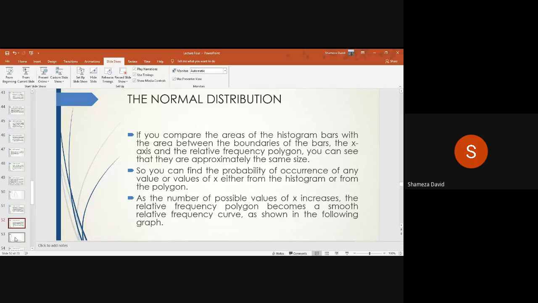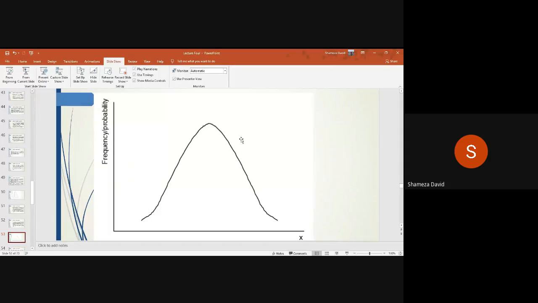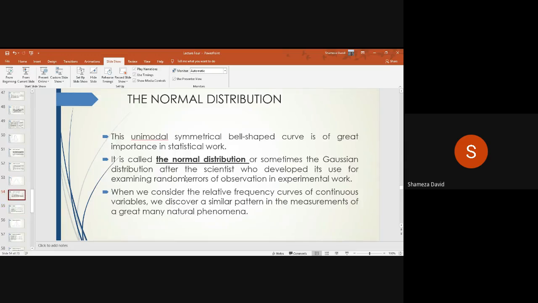And so if you take away all of the bars, what you'll be left with is a curve that looks like that. And that really is typically what a normal distribution curve would look like. And so a curve that looks like that is unimodal, has one mode, it's bell-shaped.